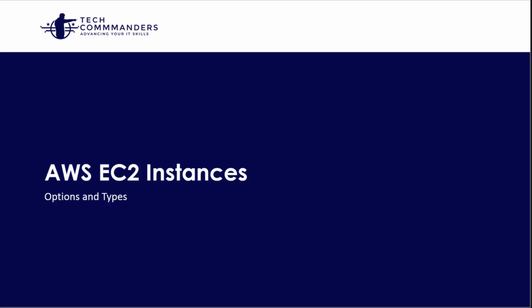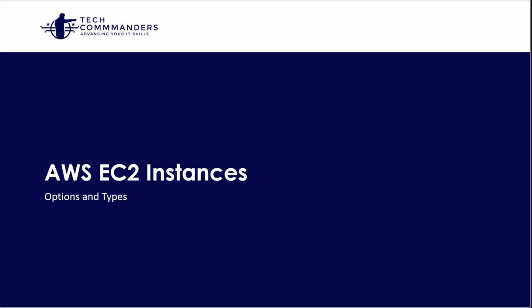AWS EC2 instances. Let's talk about the options and types that are available. When we deploy VMs, it's not as simple as picking from a choice of 2 or 3. There's a lot of different options, capabilities that we can deploy. We can deploy basically Linux or Windows-based services as we choose. A lot of great capabilities.